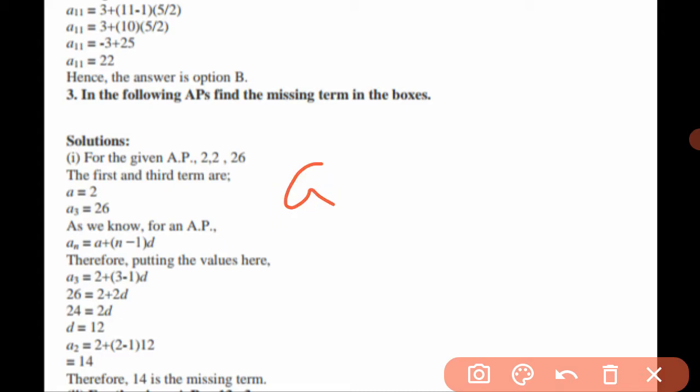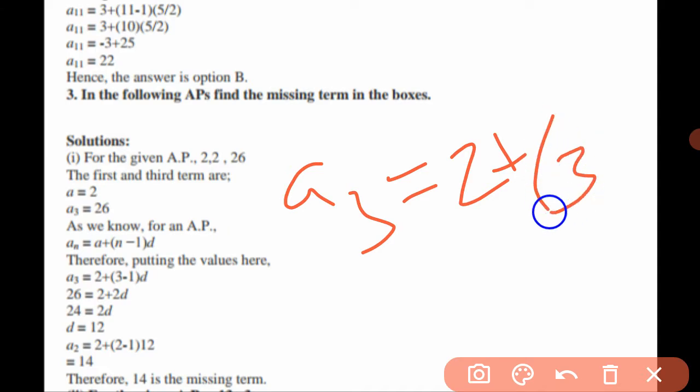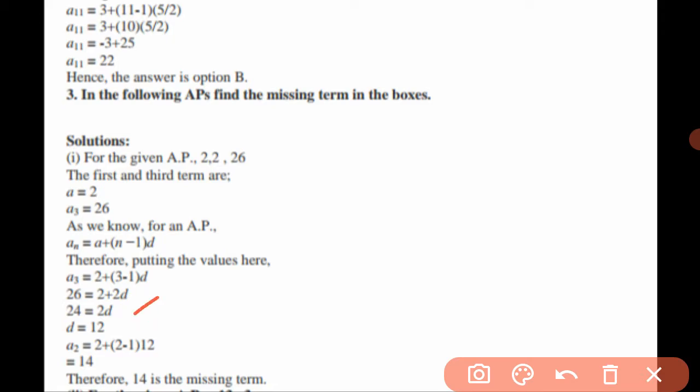So a3 will be equal to 2 plus, that is, the value of a is 2, and here n minus 1 means 3 minus 1, and the common difference is d. So here we will put d. Now by putting the values, it will be 24 equals 2d. The value of d will be 12. Now we have found the value of d.